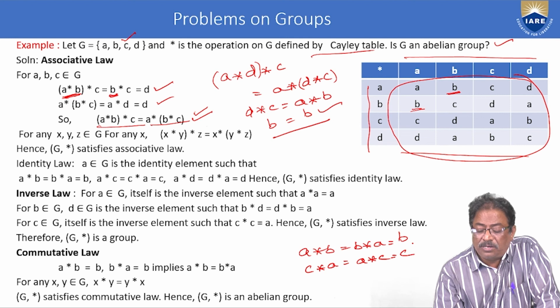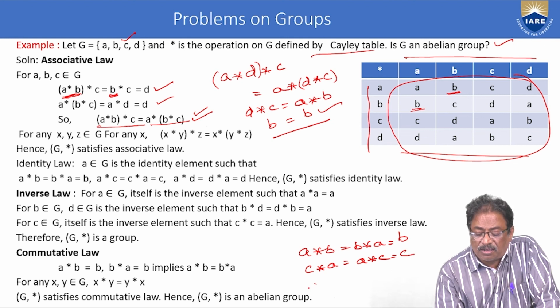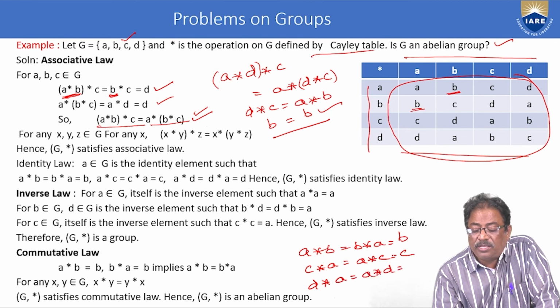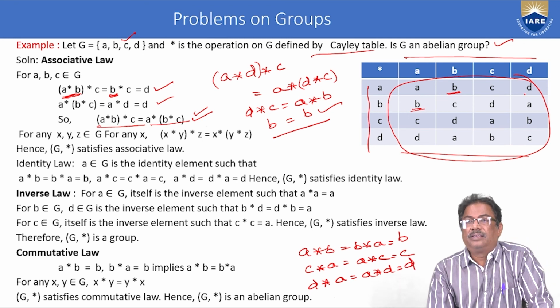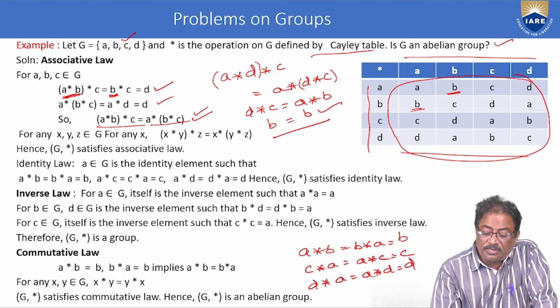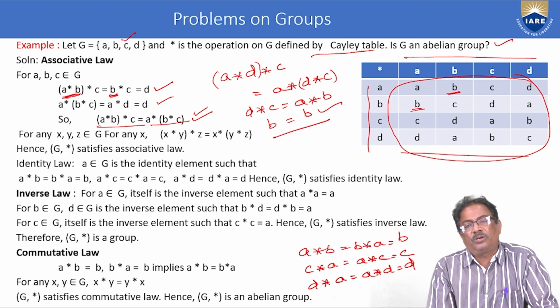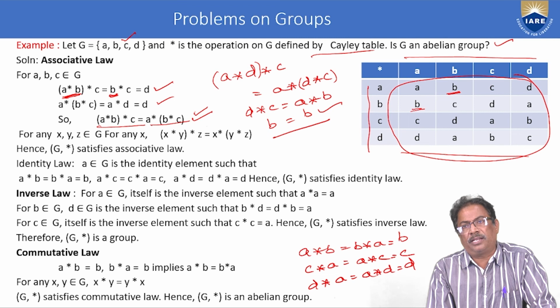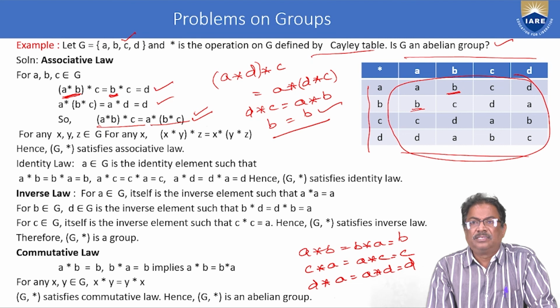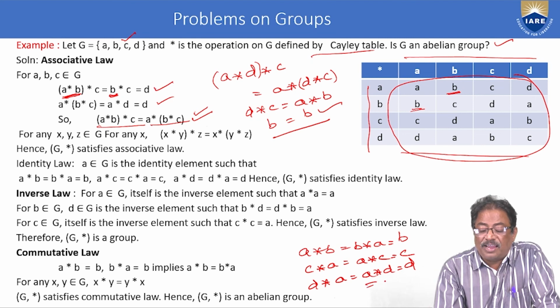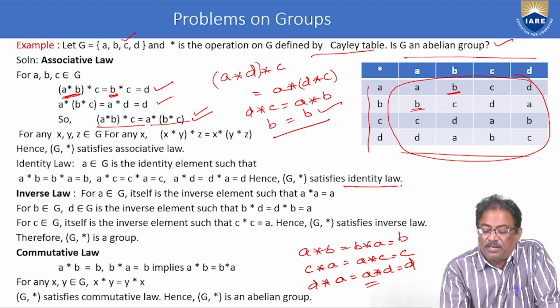And now take the other element. D star A, then A star D. What about DA? DA is equal to D. AD is also D. So here, which element is an identity element? Here A is acting as an identity element. That means if you apply the binary star operation on A, we get the same element. So A is the identity element.